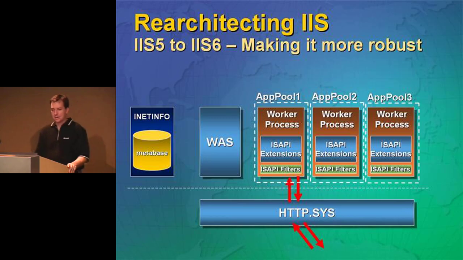Now, what you may notice in this slide is that the worker processes are grouped into entities called app pools. An application pool is a logical grouping of worker processes. So if I want to apply specific configuration to a worker process, I do this through the use of application pools. I'll get more detail about application pools in the next slides, but one of the fundamental new changes in IIS 6 is the introduction of application pooling.